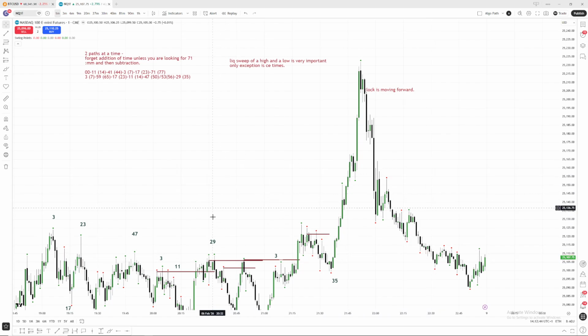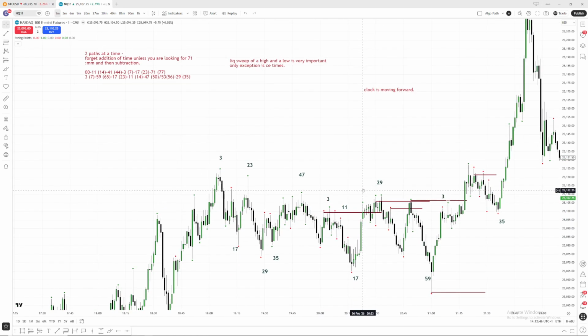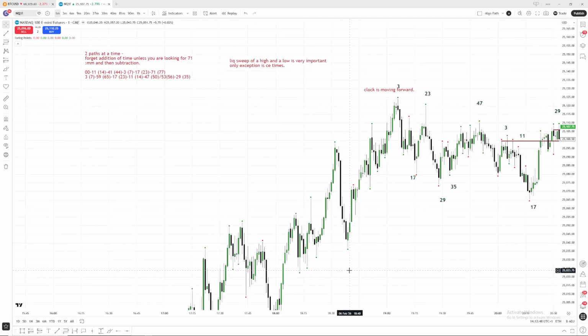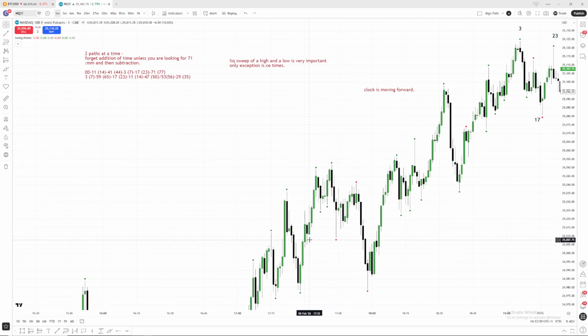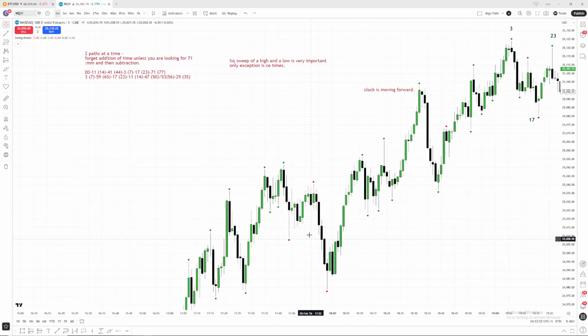Okay. Now, obviously you can't catch every move. That's just not possible. But what I'm trying to tell you here is the market will react at these paths based on the minute or the subtraction that we talked about. So all you have to do is, okay, what is this? 42, 41. Okay. So there is also this, which is 35.